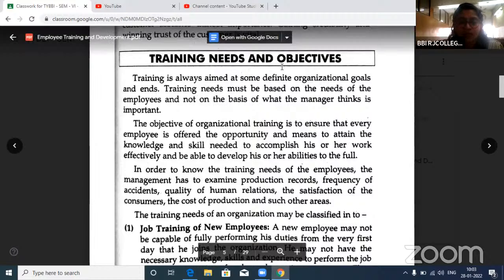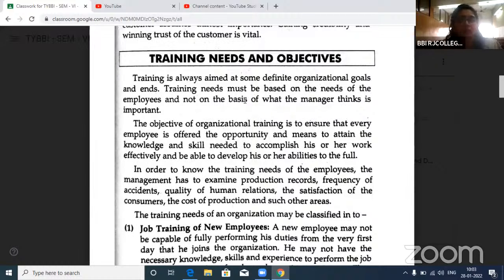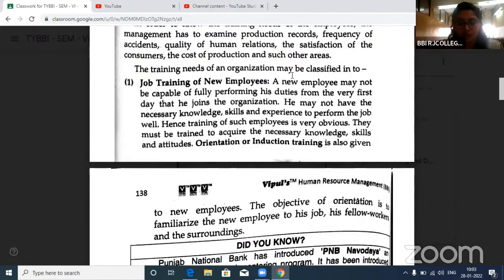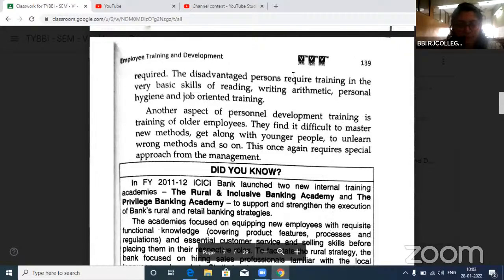That means why do we need training, why do we need training for employees, for freshers who come into the company, and what are the objectives behind it. I mean, what is the purpose behind giving training to such employees. We did this also, if you remember.